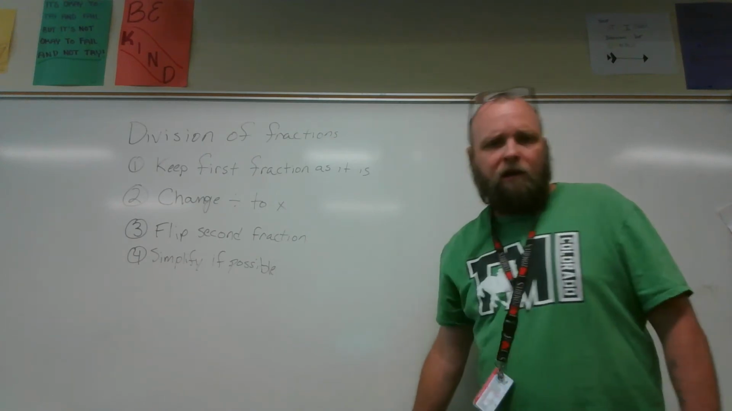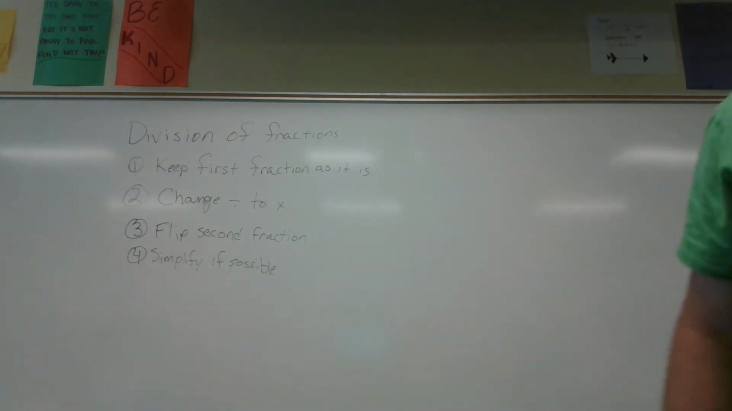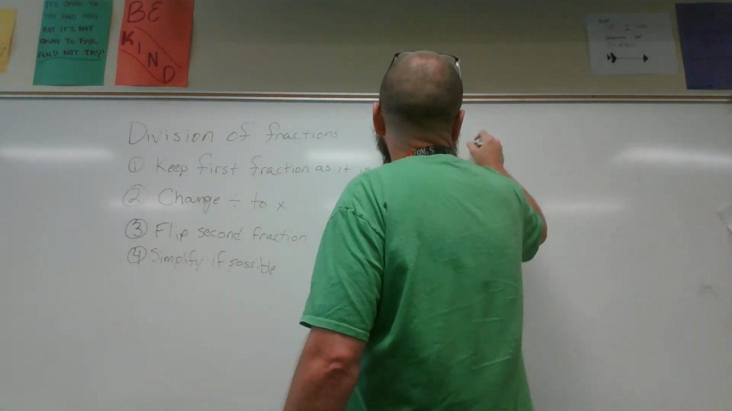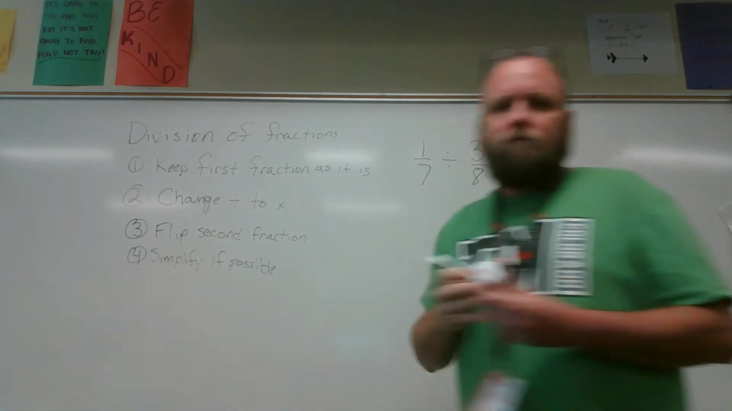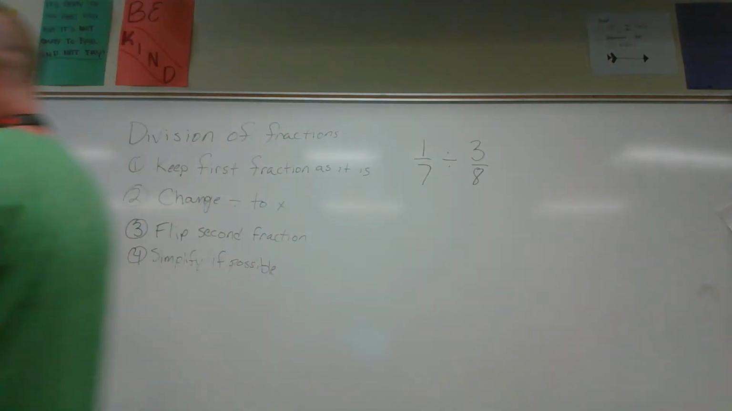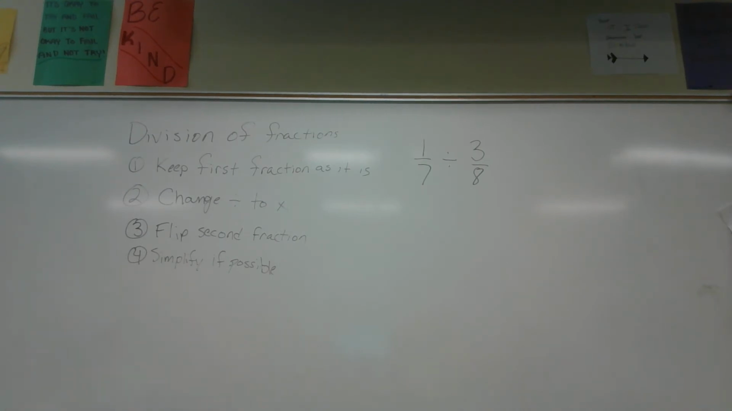Let's look at another one. Let's take 1/7 divided by 3/8. I erase it. Solve it. 1/7 divided by 3/8. One seventh divided by 3/8. Easy.